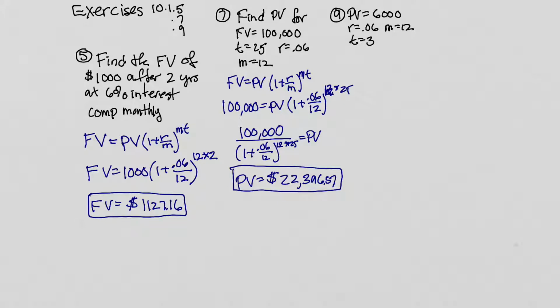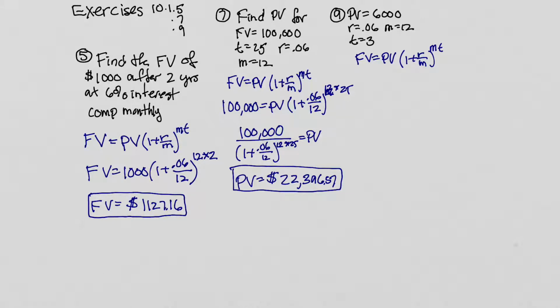Now in problem number 9, we're told $6,000 is deposited now into a savings account. So there's our $6,000, that's our present value, into a savings account paying 6% compounded monthly for 3 years. What we want to know is the balance after 3 years, and then how much interest did we make? I always like to start by writing our formula. FV equals PV, future value equals present value, times 1 plus r over m to the mt.